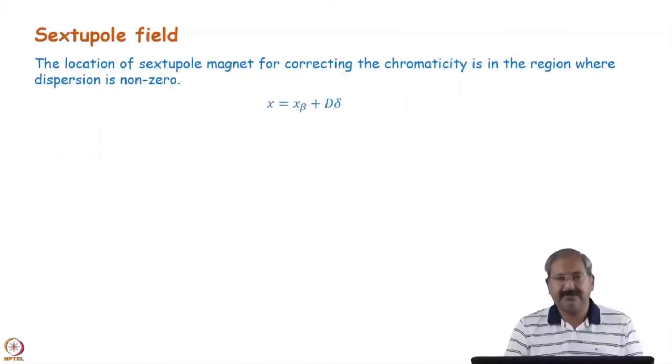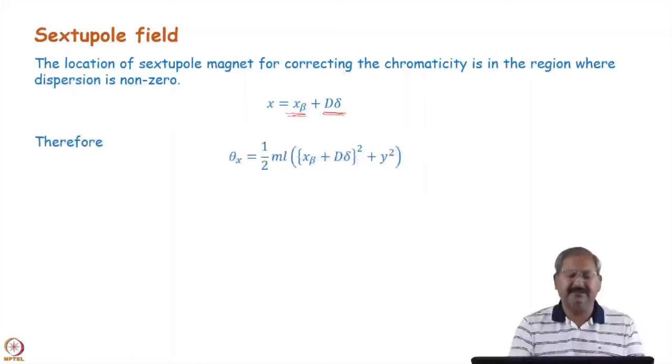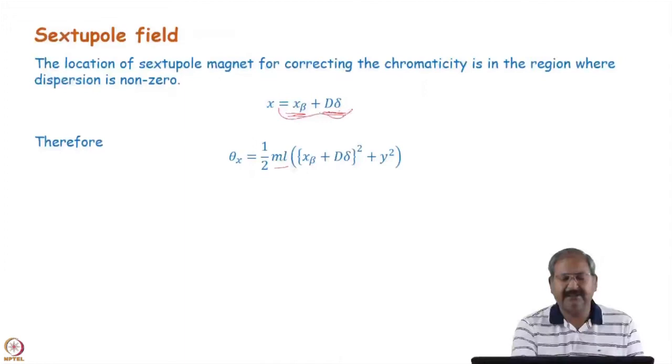Now because we are introducing this sextupole magnet at a place of non-zero dispersion, where the dispersion is finite, the displacement of the particle from the design axis can be written as the displacement due to betatron oscillation plus the displacement due to dispersion times delta P by P. Now we will put the value of x in the sextupole kick. So this will be half ML, and at the place of x we write this, so the square of this quantity plus y square.